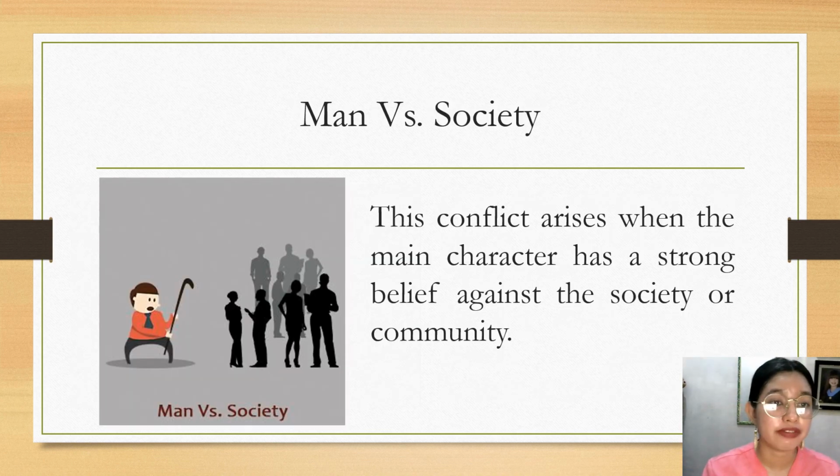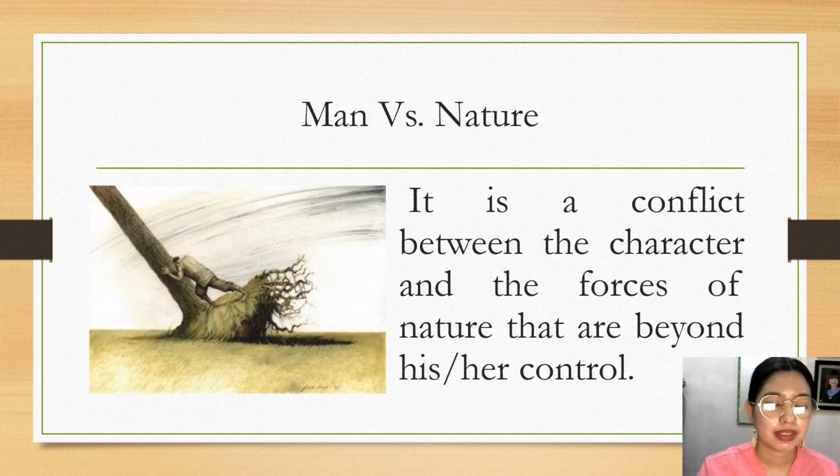We also have man versus society. This conflict arises when the main character has a strong belief against the society or the community. The last one is man versus nature. This is a conflict between the character and the forces of nature that are beyond his or her control.